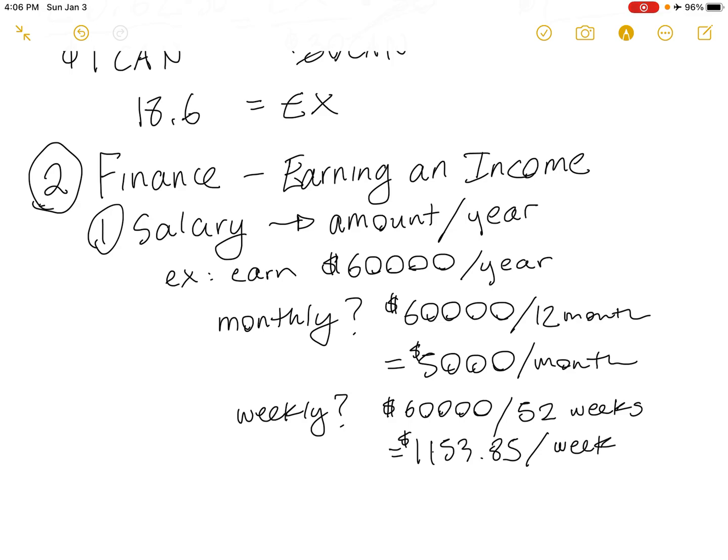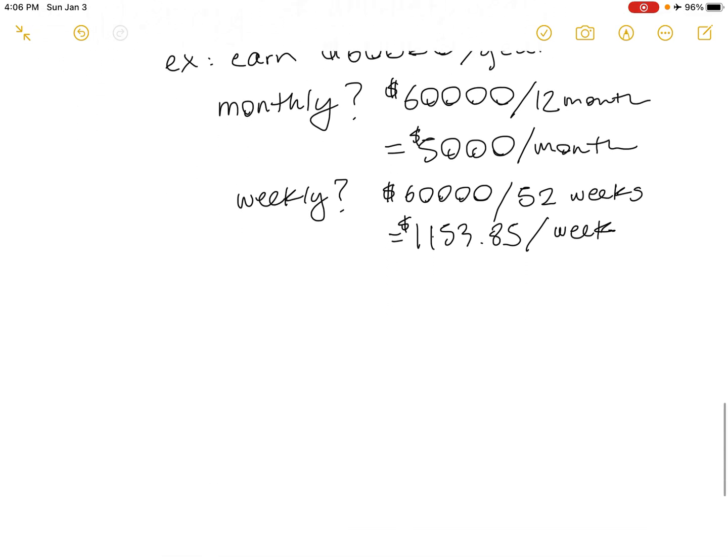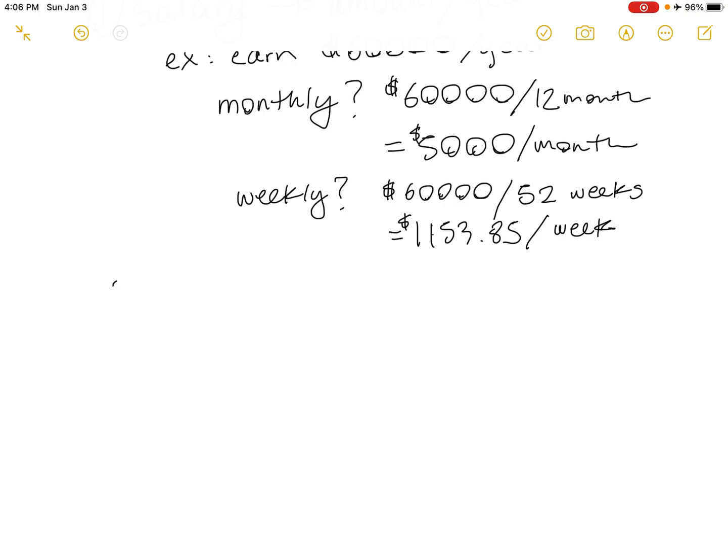$1,153.85 per week. Okay, so that's one of the most common ways of getting paid. The second one is an hourly wage, right? So you may get paid, I don't know, $16 per hour. Okay, so you get paid for the number of hours you work.